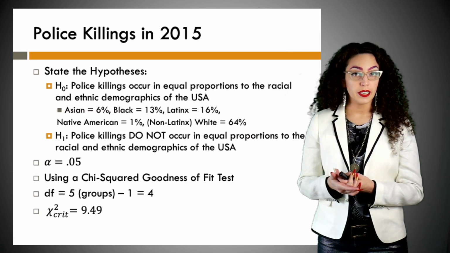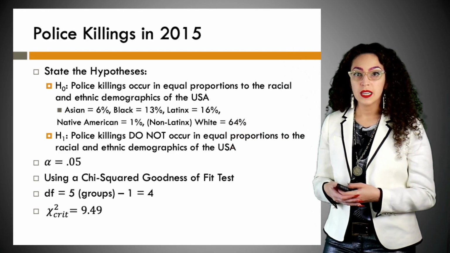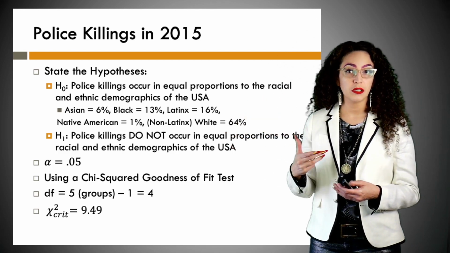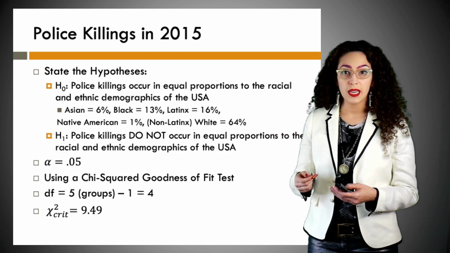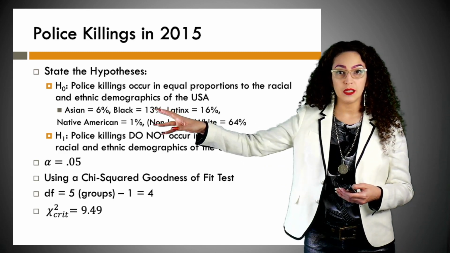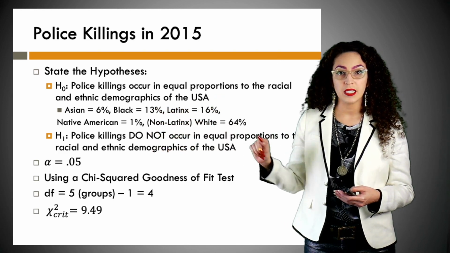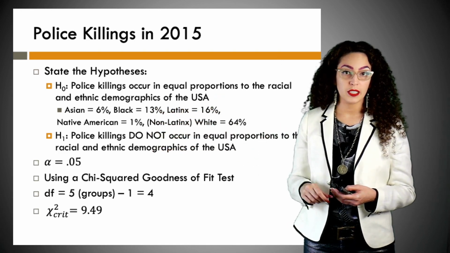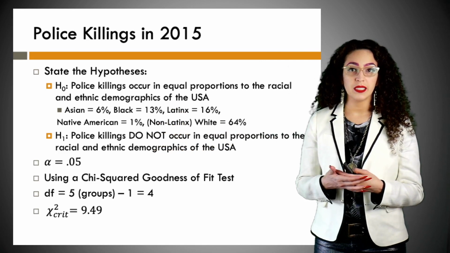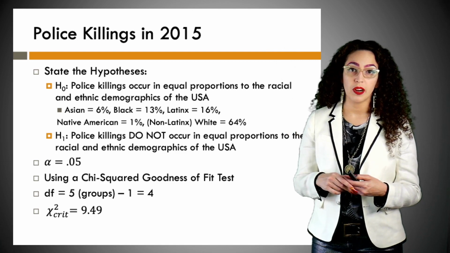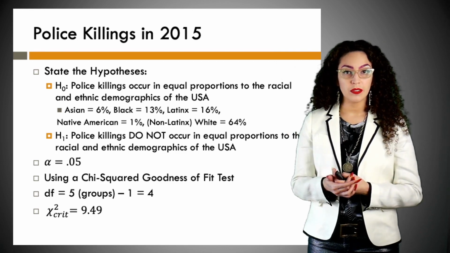So first, we are going to state our null and alternative hypotheses. The null hypothesis is that police killings occur in equal proportions to the racial and ethnic demographics of the United States. So we have 6% Asian, 13% Black, 16% Latinx, 1% Native American, and 64% non-Latinx white. Our alternative hypothesis is that they do not occur in equal proportions to the racial and ethnic demographics of the US. Our alpha level is 0.05.